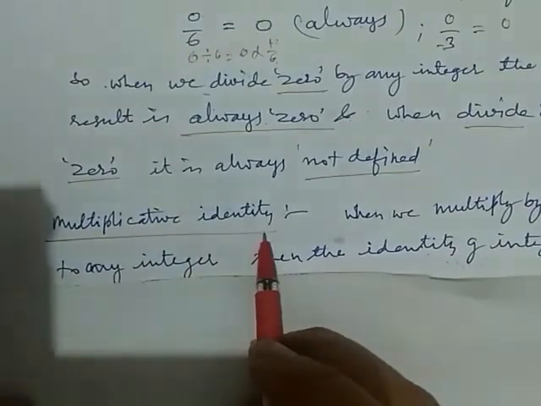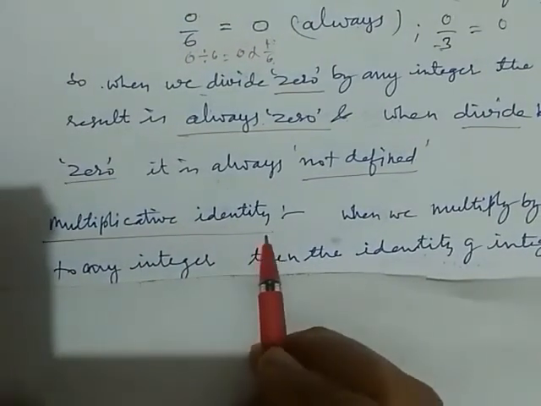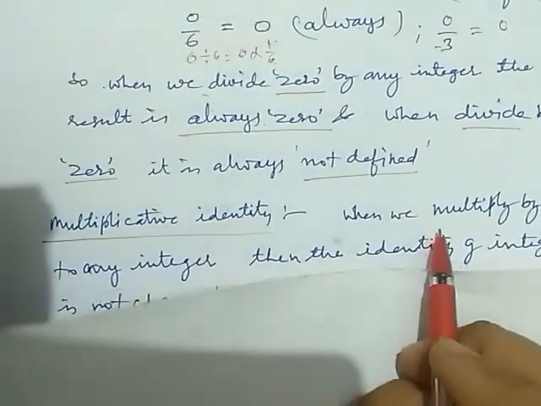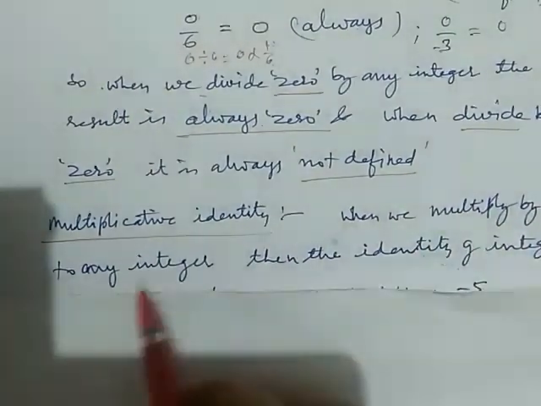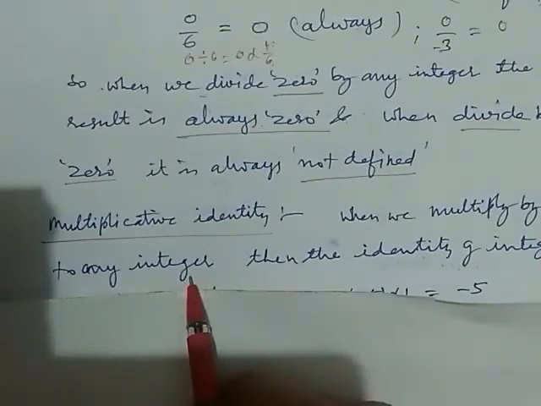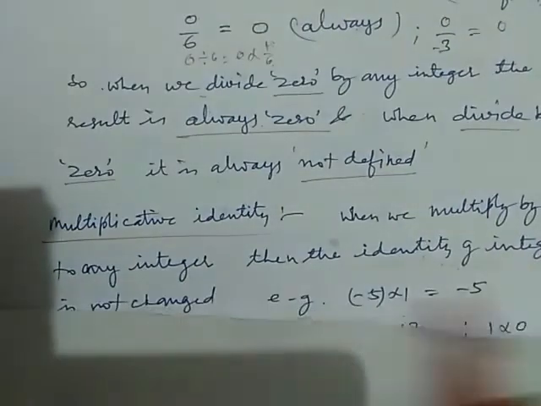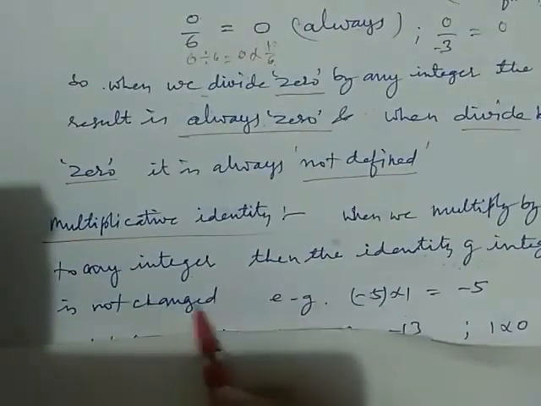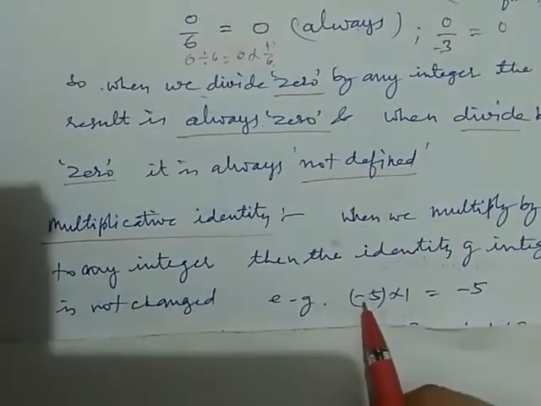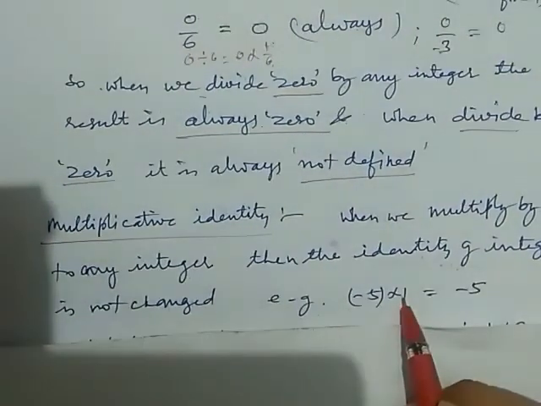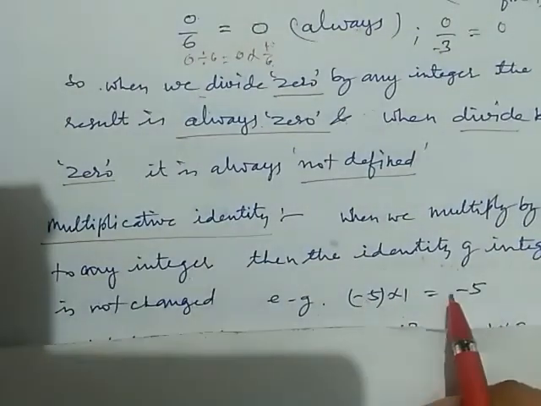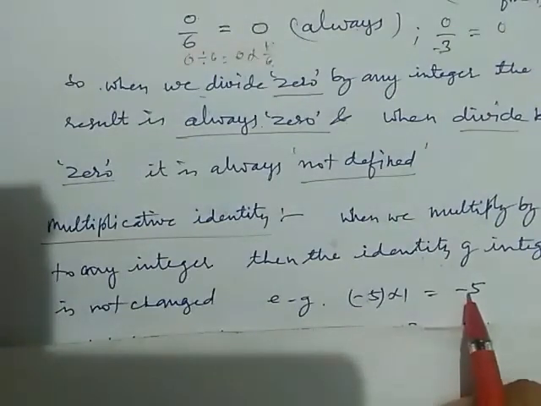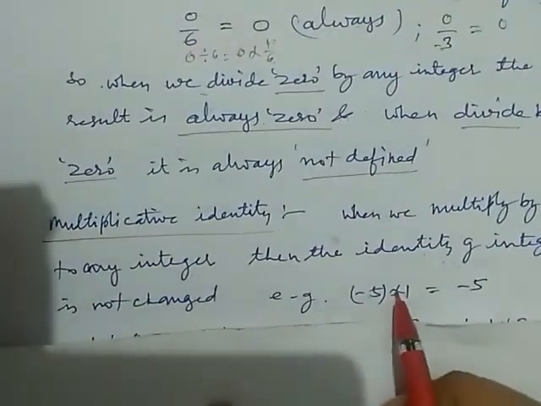Multiplicative identity. When we multiply any integer by 1, the identity of the integer is not changed. We check here: minus 5 multiplied by 1 gives minus 5, so the number is not changed. The identity of this number is not changed. That's why 1 is the multiplicative identity.